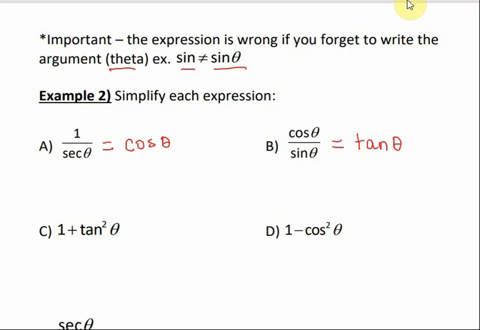For C, we have 1 plus tangent squared theta. Usually when we see something squared like that, we're going to refer to our Pythagorean identities. We have a Pythagorean identity that has tangent squared theta and 1. The way that it's written is tangent squared theta plus 1 equals secant squared theta. But since we're adding 1 plus tangent squared theta or tangent squared theta plus 1, it's the same thing. And so that would equal secant squared theta.